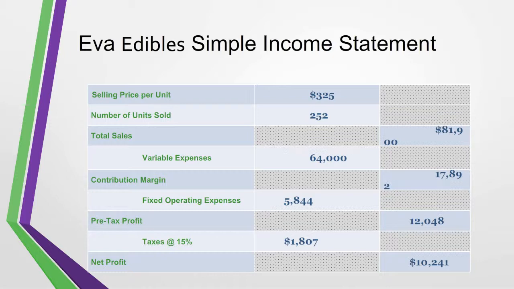What does it tell you or show you about Ava's business? It tells you that Ava's products cost $325 and that she sold a total of 252 units of her product. And after expenses, her business earned $10,241. So you can look at this income statement and say that it appears that Ava's Edibles is a profitable business.